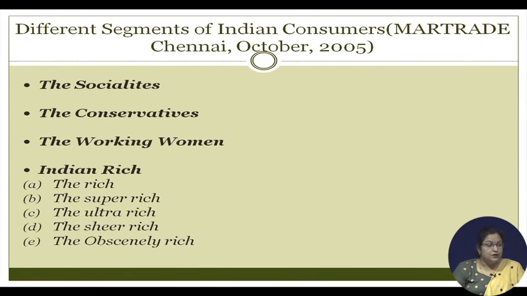Now, we talk about different segments in different customers, which has been given by Martrade Chennai in October 2005. At that time, they divided the entire Indian society into some segments. The first segment we see here is the segment of socialites. These people are quite rich, affluent people. They usually buy from shopping malls and showrooms, and they look for premium brands in most of the cases.